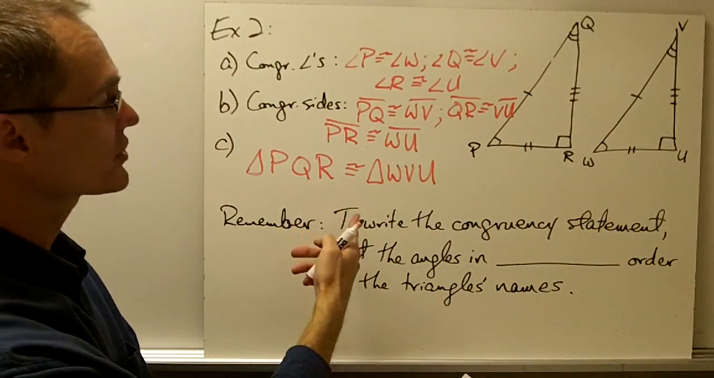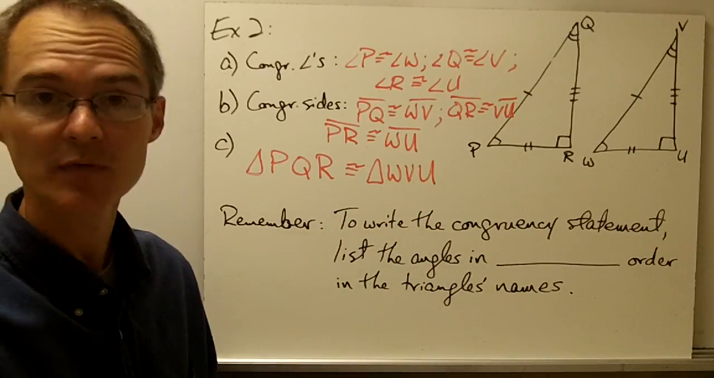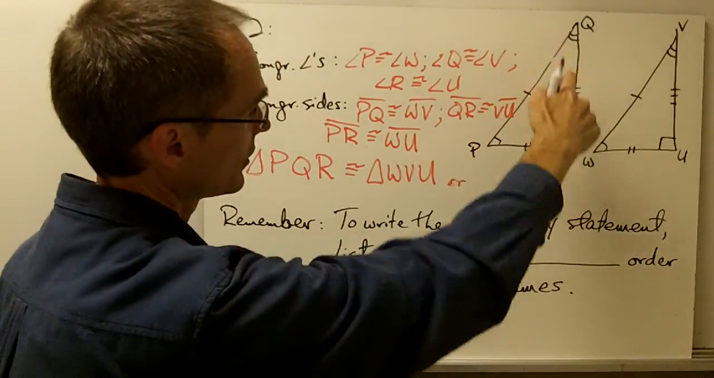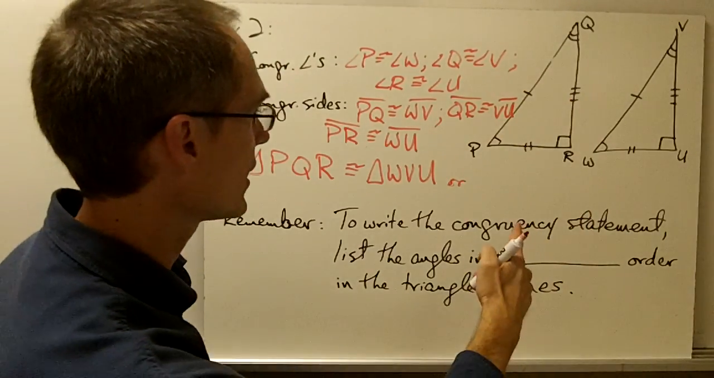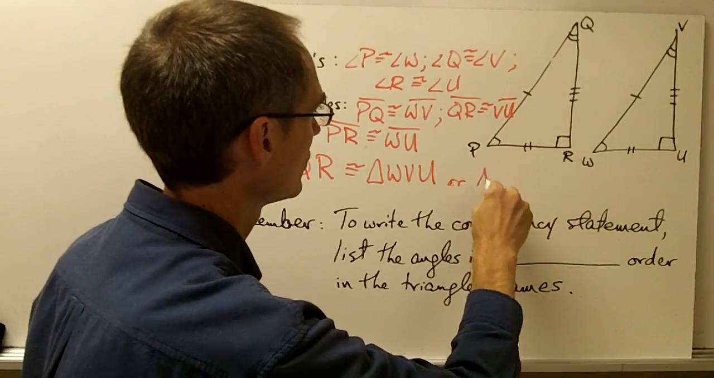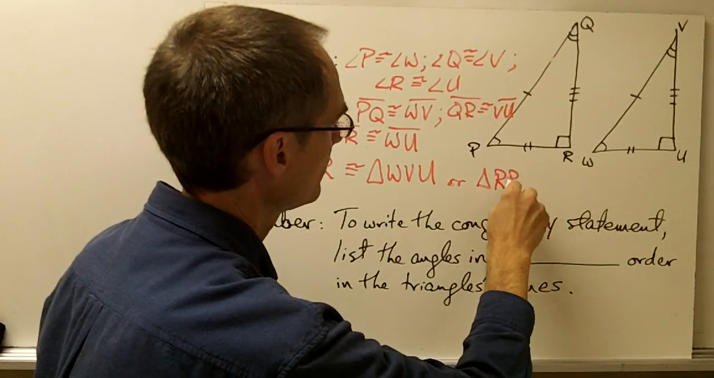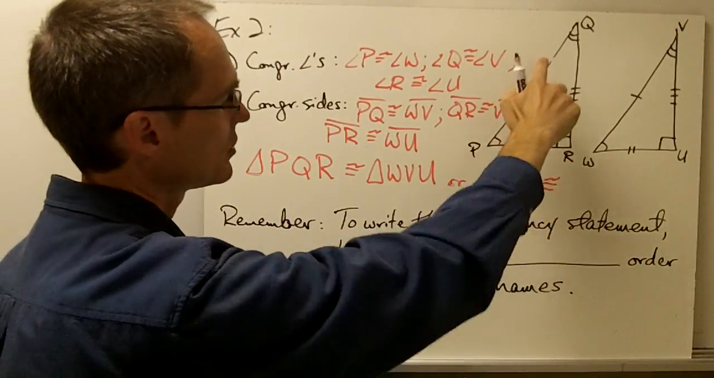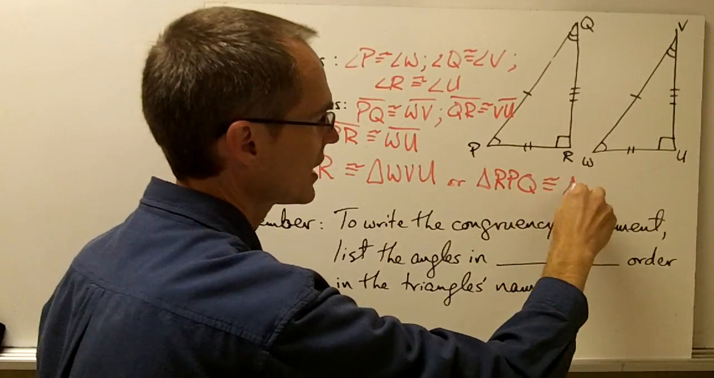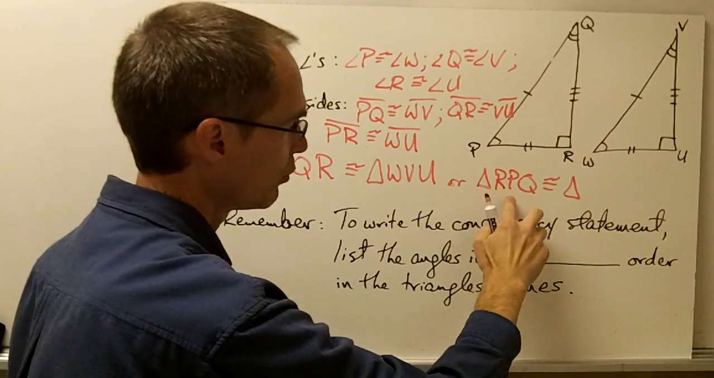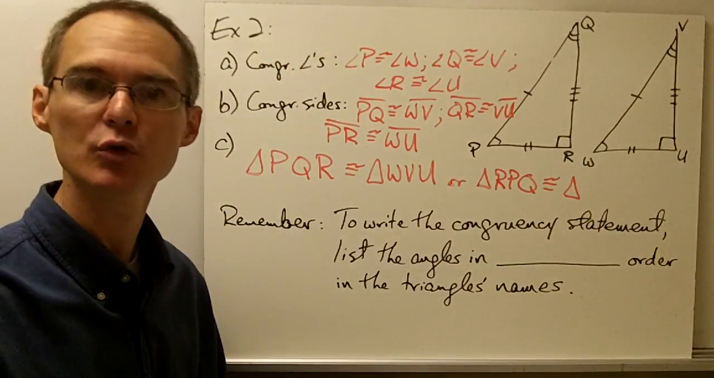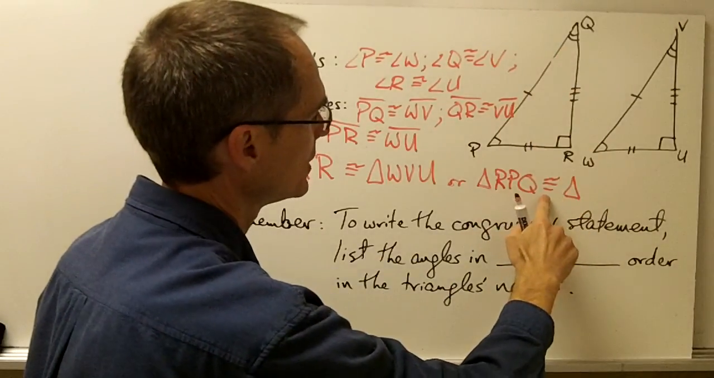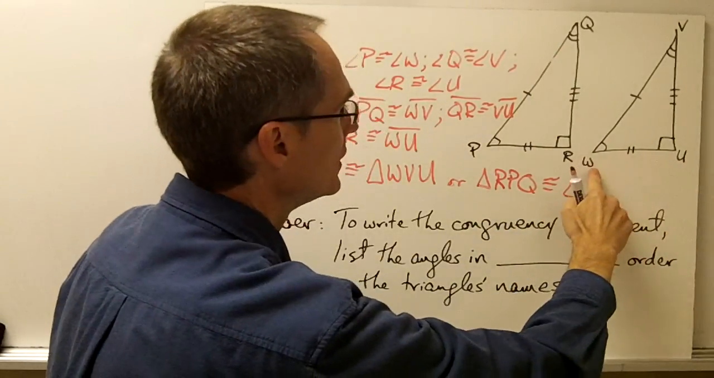Now notice I could have also written down another congruency statement for these two triangles that would have been just as good. For example, instead of calling this triangle PQR, how about if I call it triangle RPQ? Well, now if I'm going to name this triangle RPQ, then my congruency statement is going to have to change, because remember, I want my angles in corresponding order. So RPQ then would be congruent to UWV.